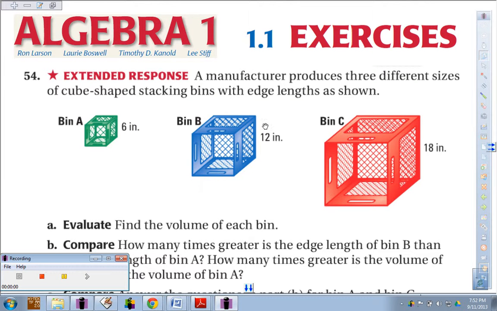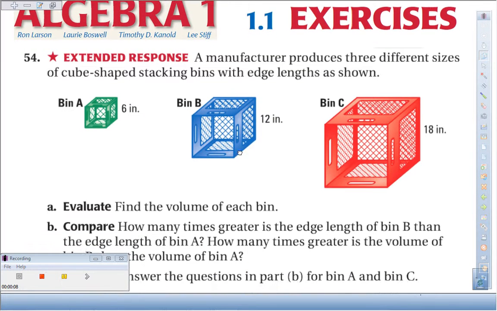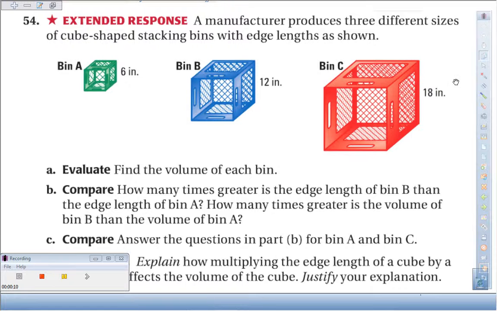Number 54, extended response question. A manufacturer produces 3 different sizes of cube-shaped stacking bins with edge lengths as shown. The unique thing, obviously, about a cube is that all sides are equal.